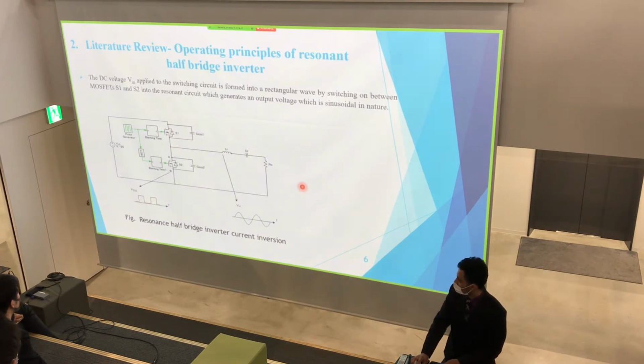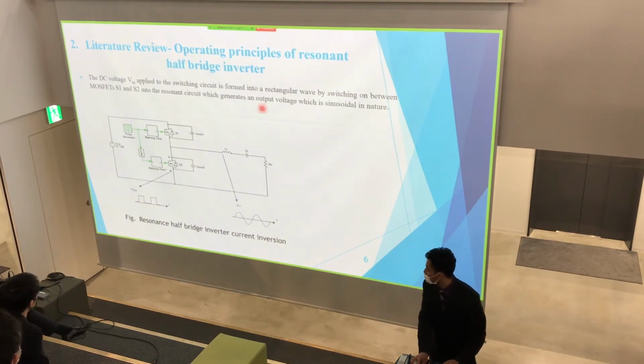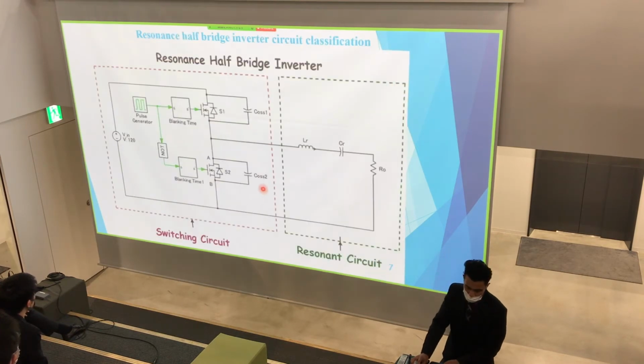About the half-bridge inverter, we will have a DC wave, which will move into a square wave with switching devices S1 and S2. Then we will make it into a sinusoidal wave, ideally with the help of this resonator tank.